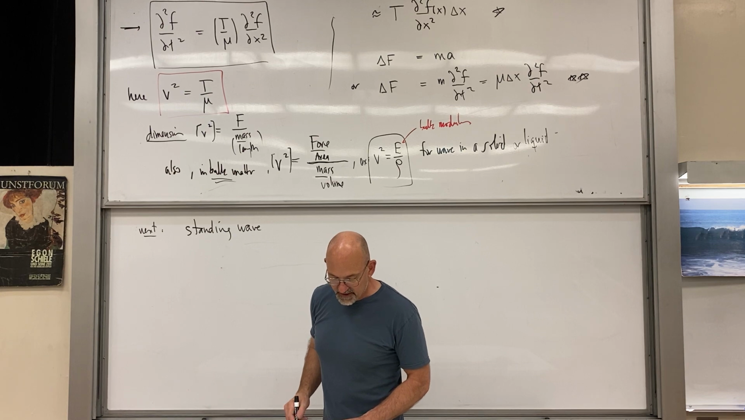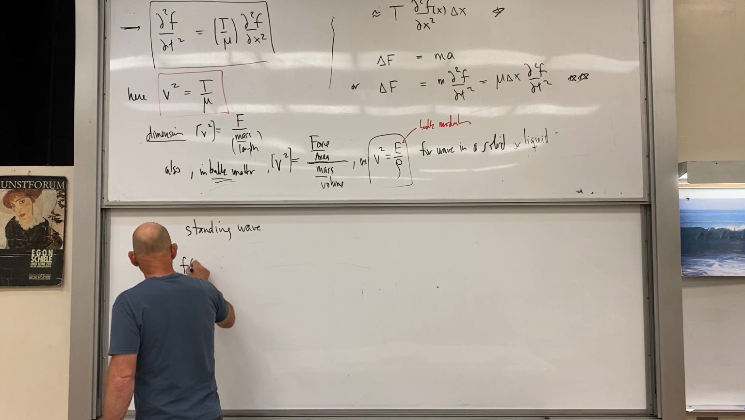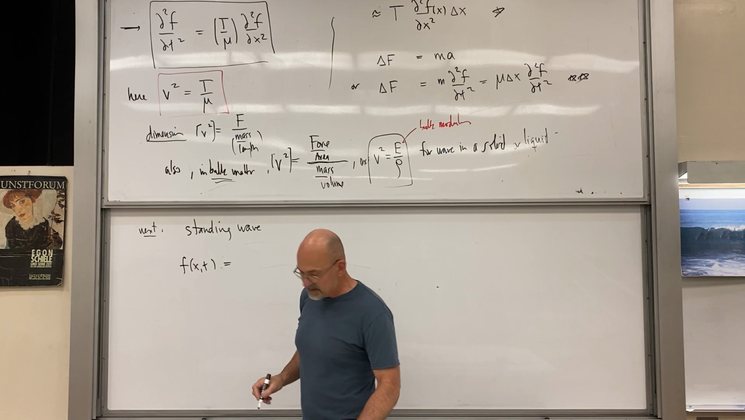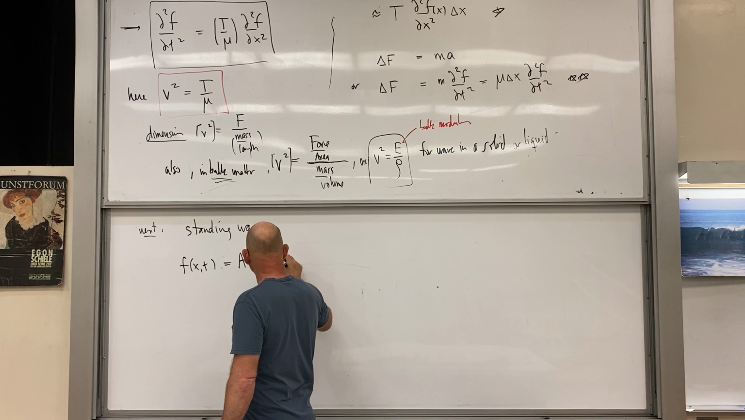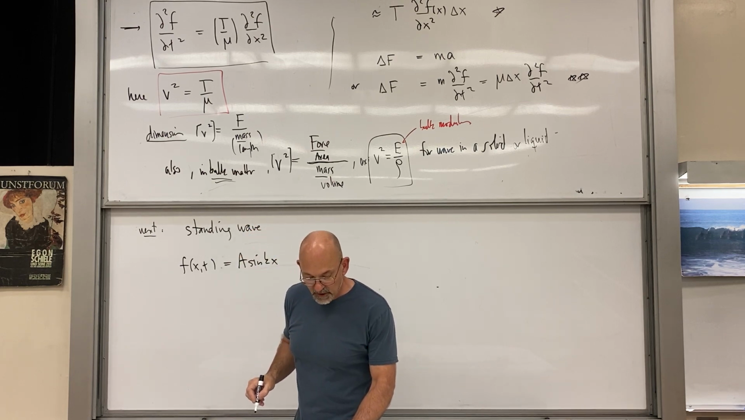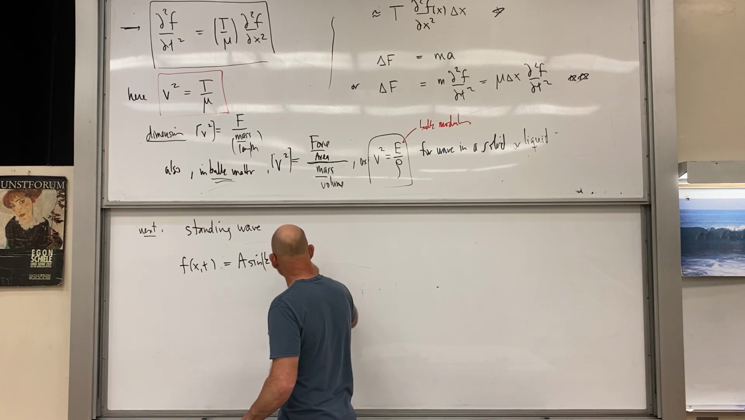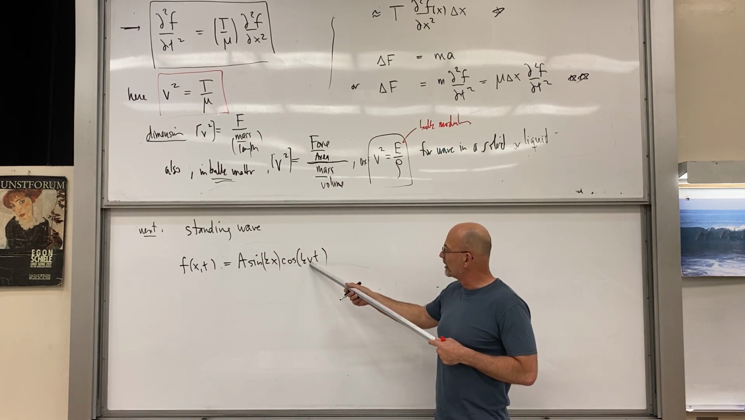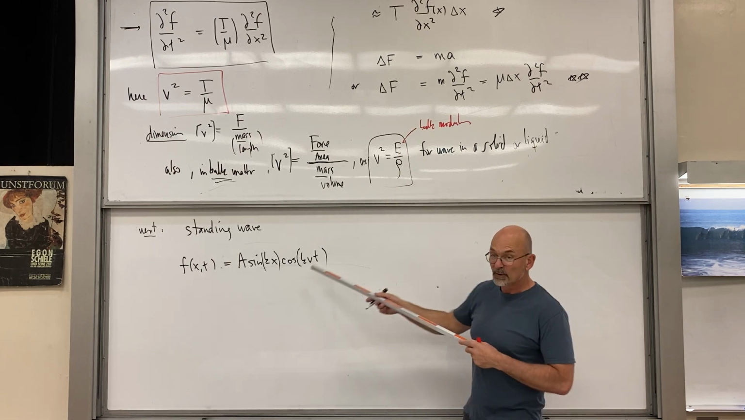We'll take f of x and t. f of x and t is equal to a sine kx, and then we'll use the cosine of kvt. Cosine, put parentheses around kvt. So we don't actually even know what k is yet. We do think we know what v is, but we're actually not seeing the form of something propagating that we had before.